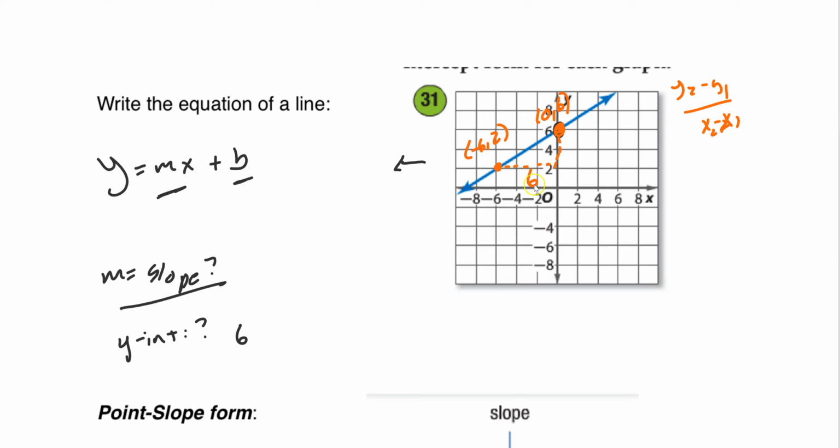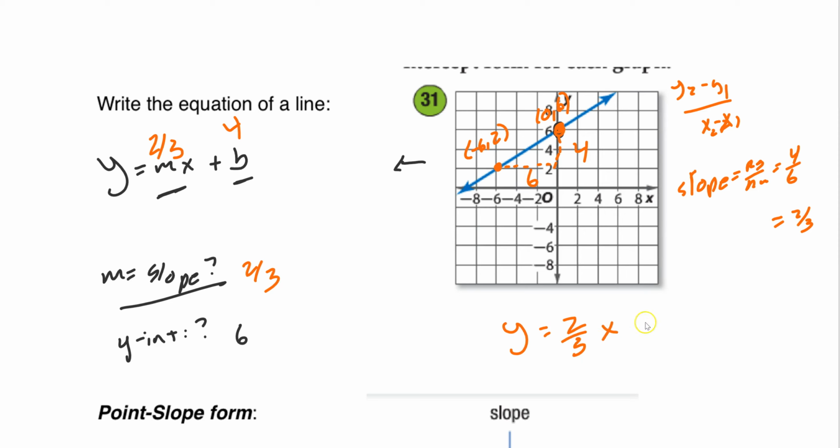I went over 6, right? And it's positive, went to the right, and I went up 2, up 4. So I went up 4 over 6. So my slope, rise over run, would be 4 over 6 or 2/3. So putting this in the equation, that's 2/3, and that's 4. So my equation is y equals 2/3 x plus 4. So that's how you write an equation if I give you a line.